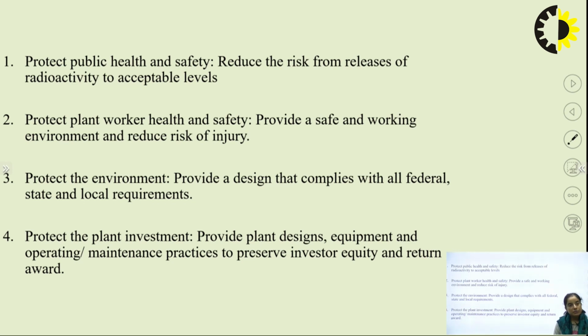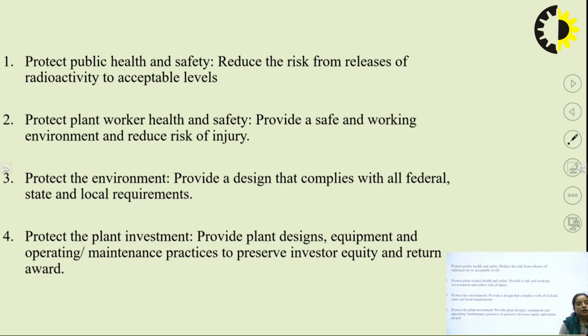The second point is to protect plant worker health and safety. The first priority is public health, the second priority is the health of staff and workers who are in the nuclear plant itself. So we need to provide a safe working environment and reduce the risk of injury. The third point is to protect the environment.